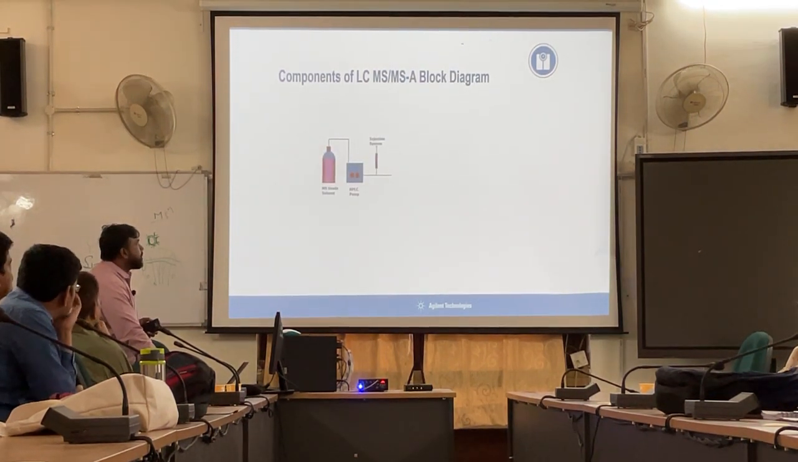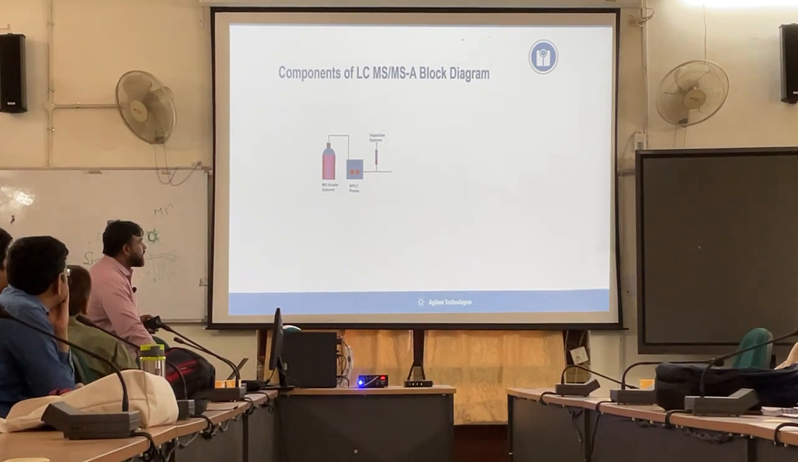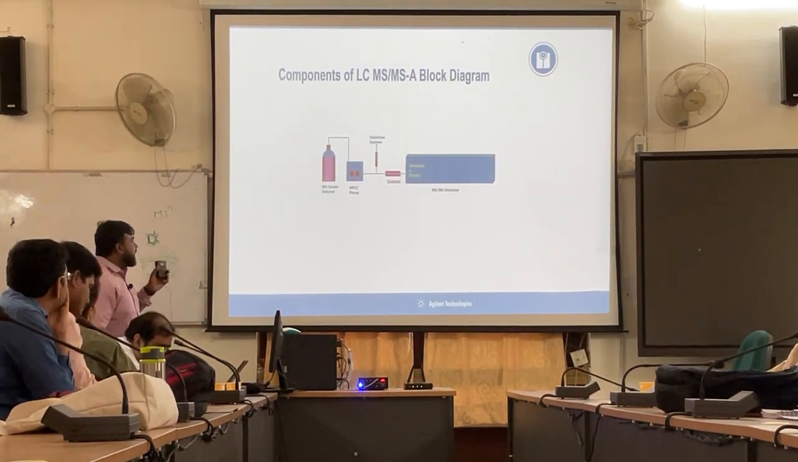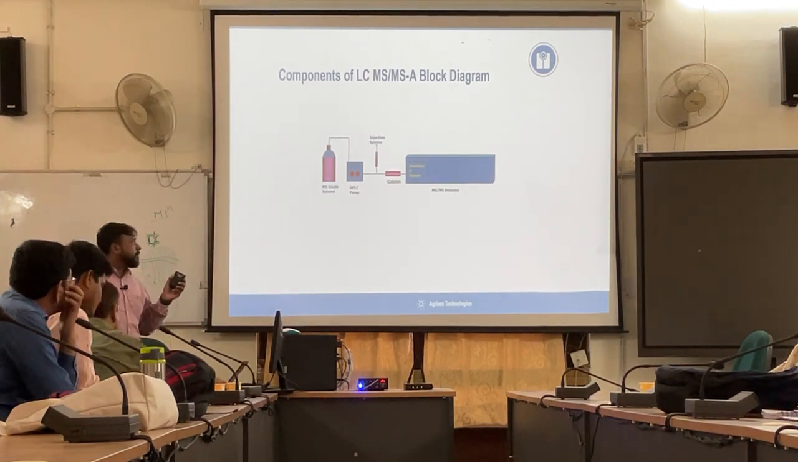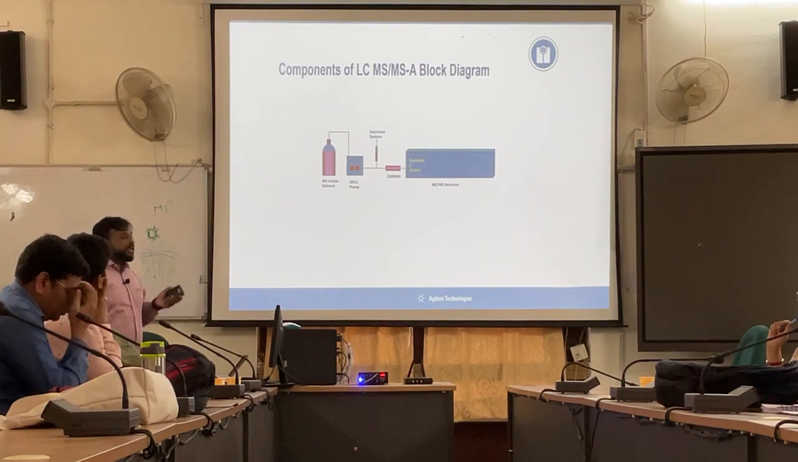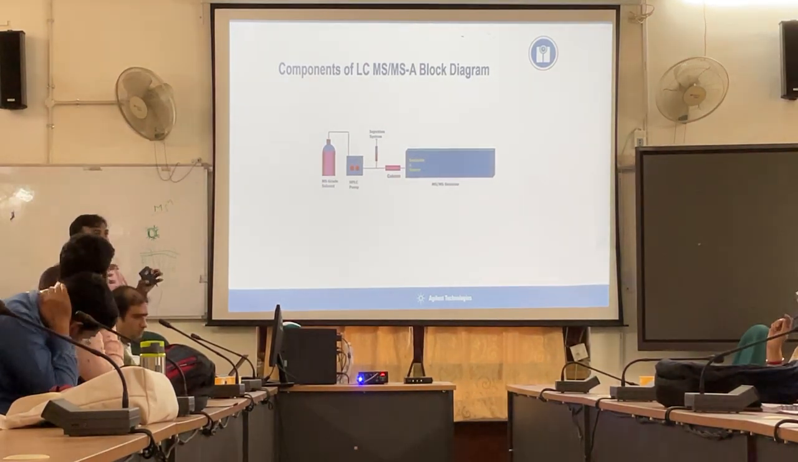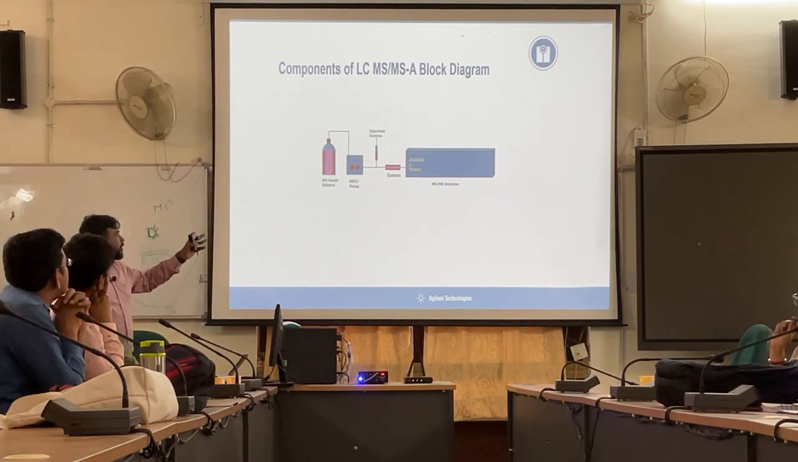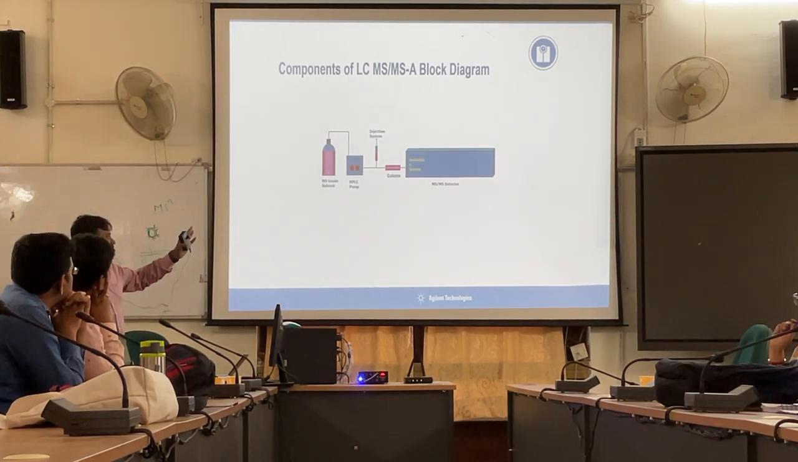What exactly are the components of this LCMS QTOF configuration? This is the general configuration of the LCMS. Here we are using a solvent system as the mobile phase, delivered by the HPLC pump. So the configuration is HPLC and MS. These are the HPLC modules: solvent cabinet, HPLC pump, autosampler and column compartment.